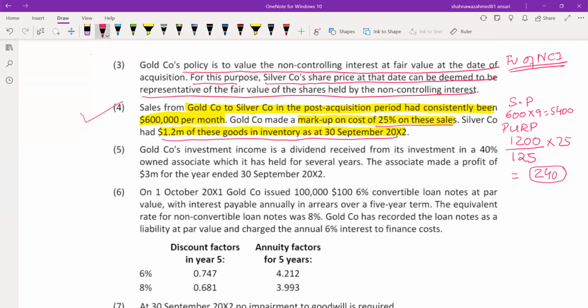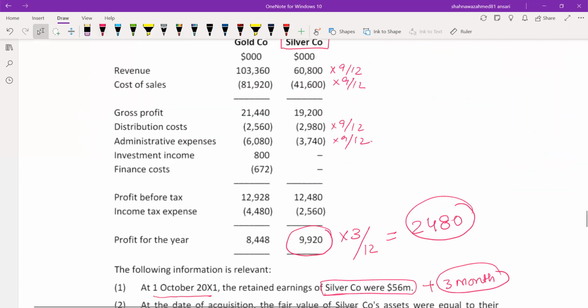Gold shows investment income, which is the dividend received from its investment in a 40% owned associate, which it has held for several years. The associate made a profit of 3 million this year. So we need to find out share of profit from associate, and it's clearly 40%, that is 1200. Now see, this is investment income from an associate. So we have to eliminate this investment income and replace it with share in profit of associate.